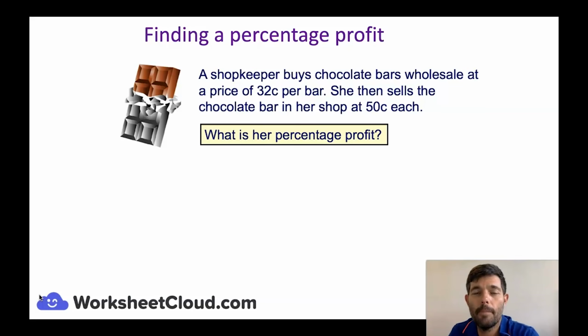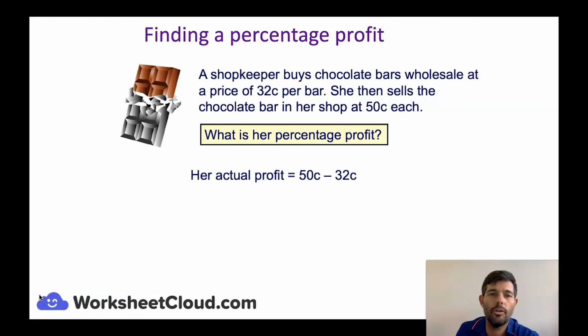Right, guys, welcome back. So we move on to finding a percentage profit. Let's have a look. A shopkeeper buys chocolate bars wholesale at a price of 32 cents per bar. She then sells the chocolate bar in her shop at 50 cents each. What is her percentage profit?